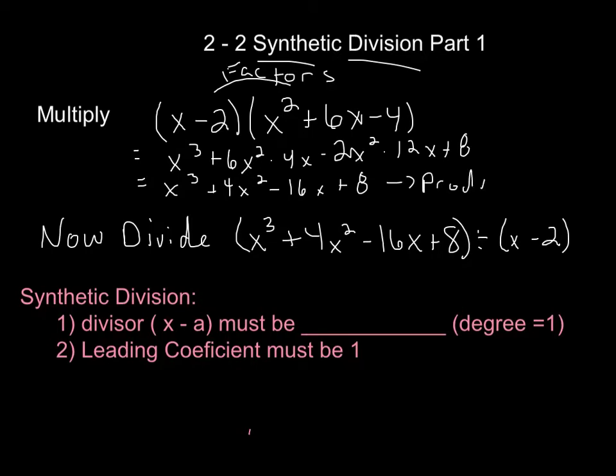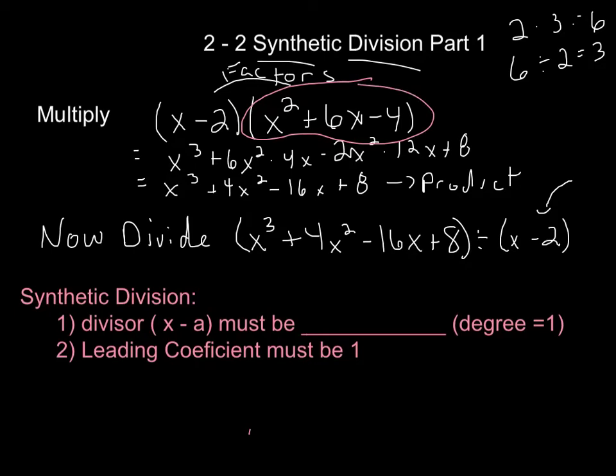A product is what you get when you multiply two factors. Now what I want you to do is take the product and divide it by one of the original factors. For instance, if you took 2 times 3, you would get 6. 6 would be the product. Now take 6 divided by 2. Well, you get 3. When you take 6 and you divide it by one of its factors, you get the other factor. So if we divide by x minus 2, we should get the other factor.